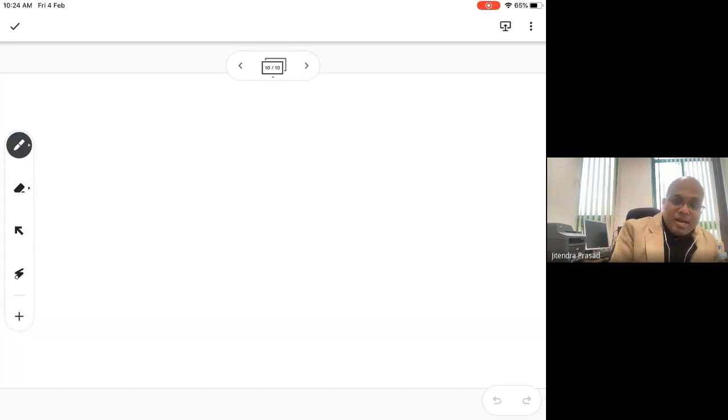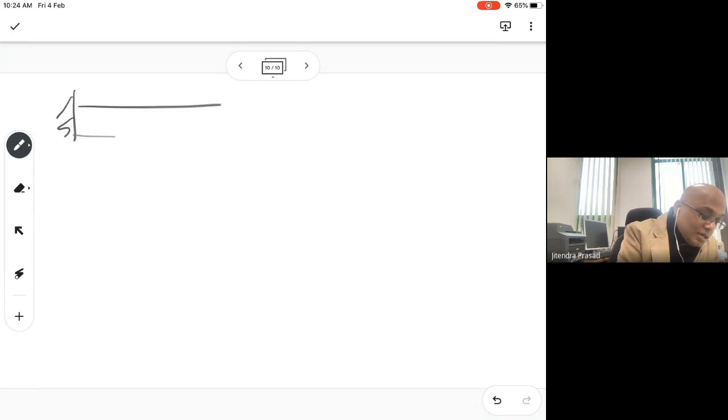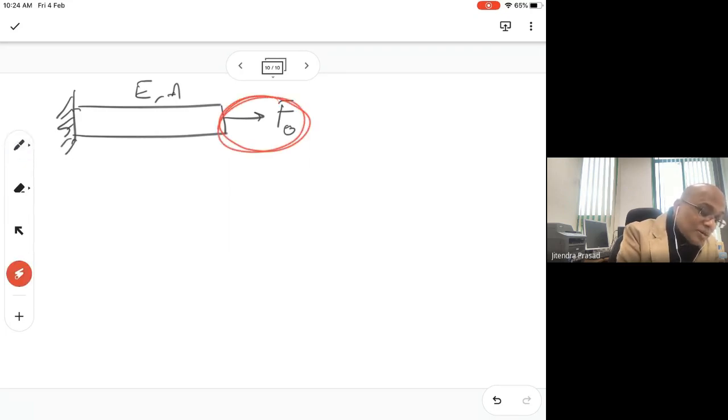So let's start with a problem which has only one element. A very simple one, it has E and A which are constant, fixed at one end, and it has a force applied here at x equal to L.